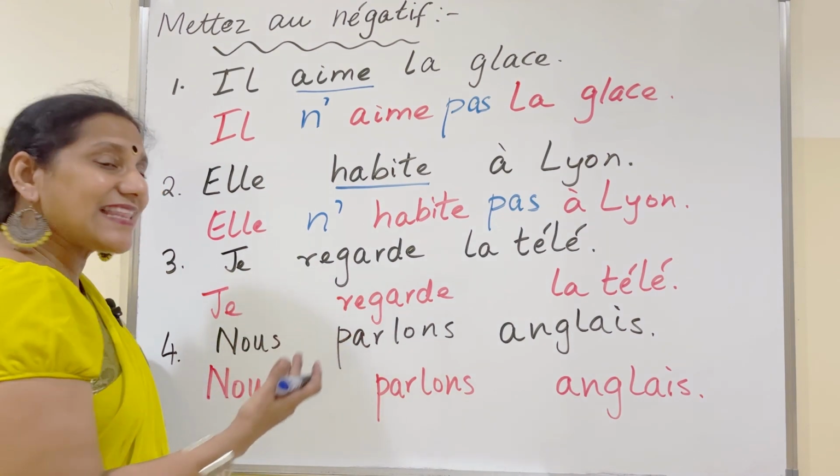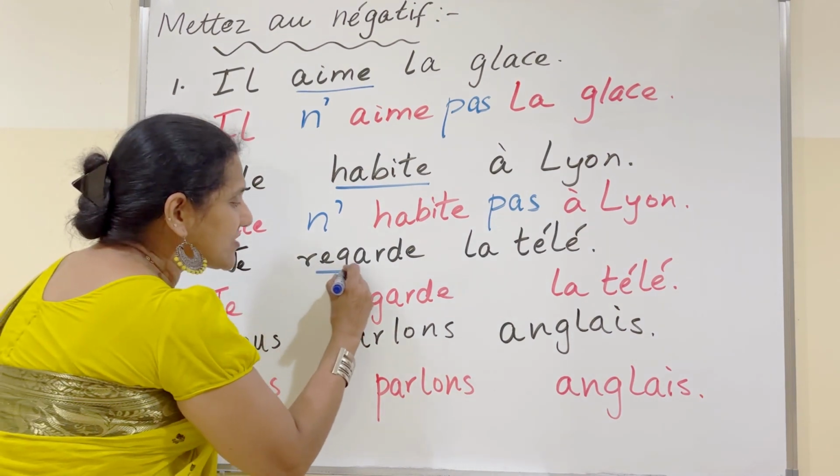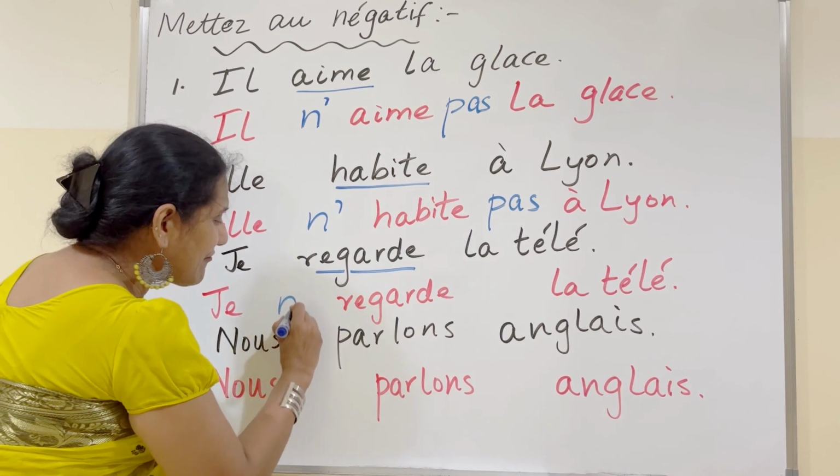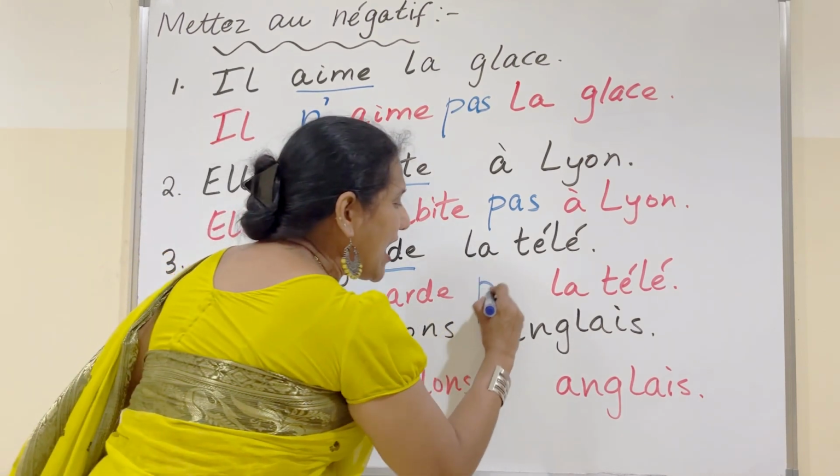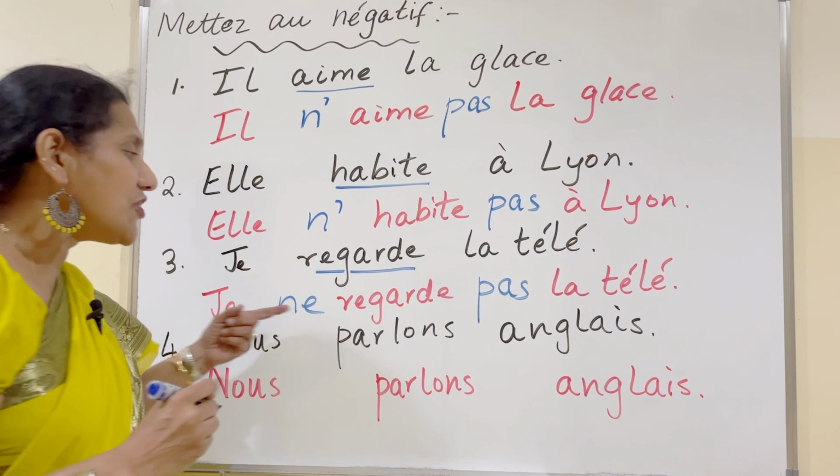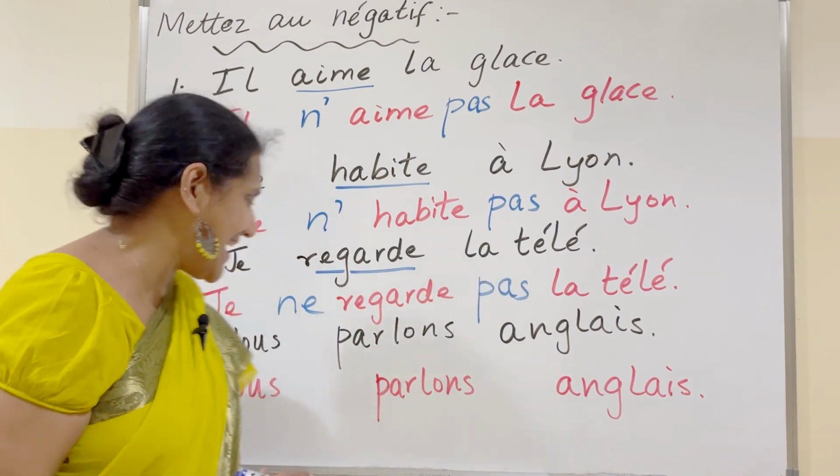Je regarde la télé. My verb is regarde. Put ne before regarde and pas after the verb. So, je ne regarde pas la télé.